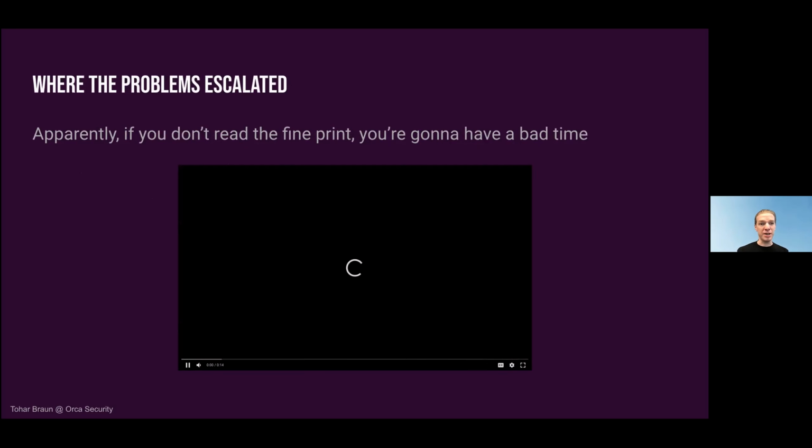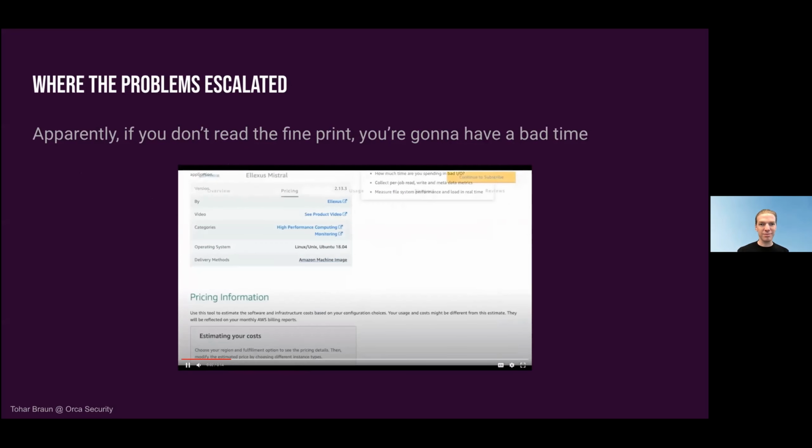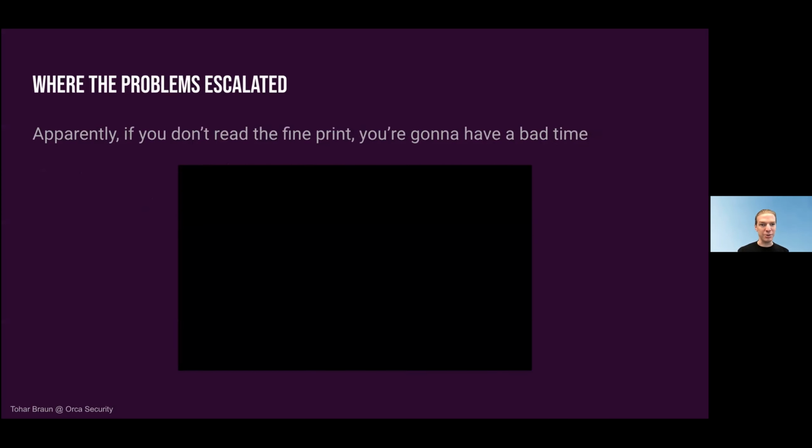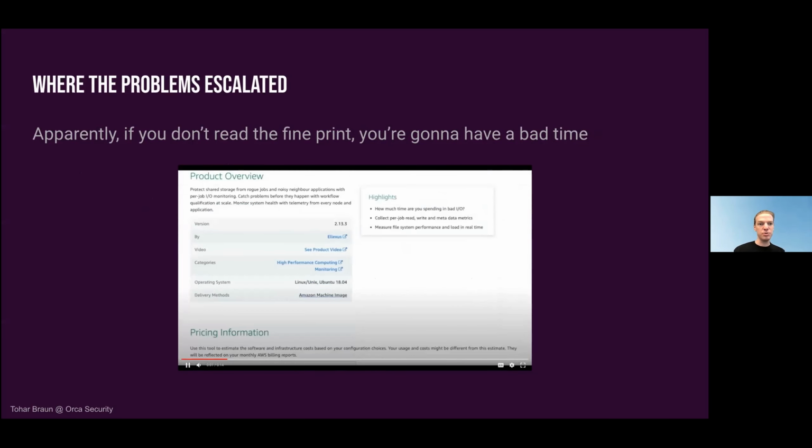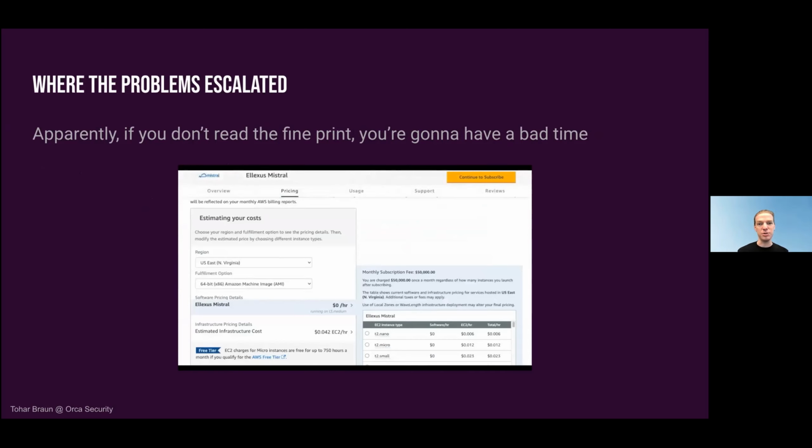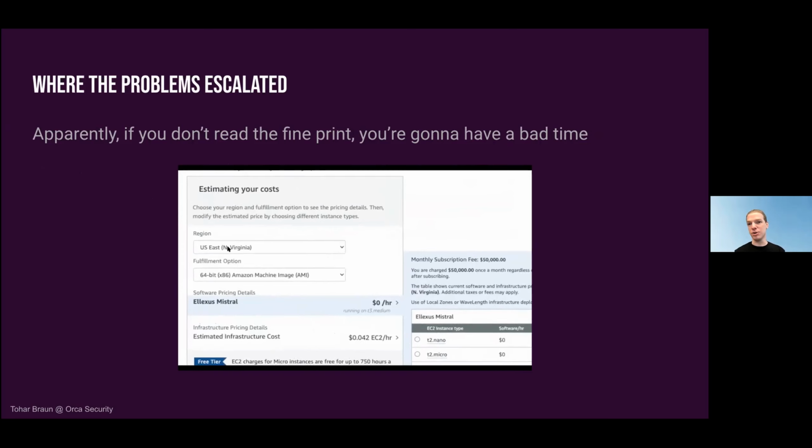On the subject of breaking things, how about your bank account? See, when you go to subscribe to a product, you have a few things to take into account as far as your cost goes.